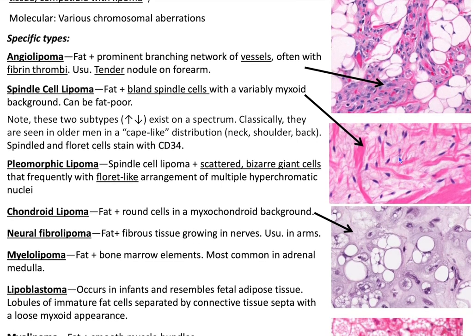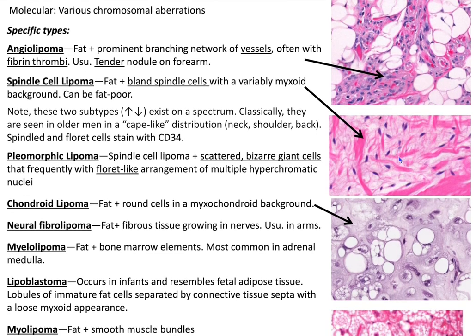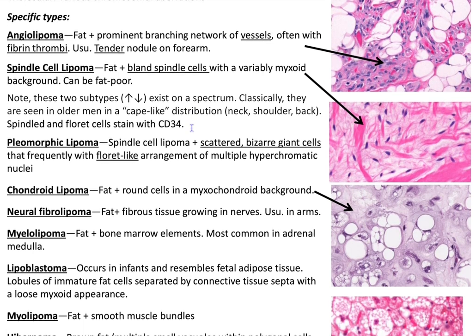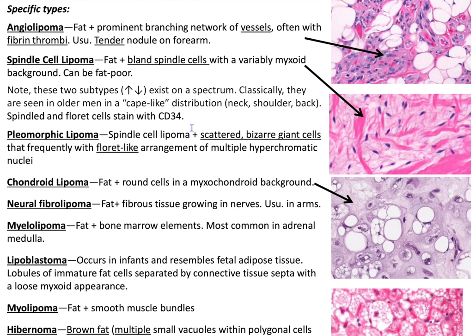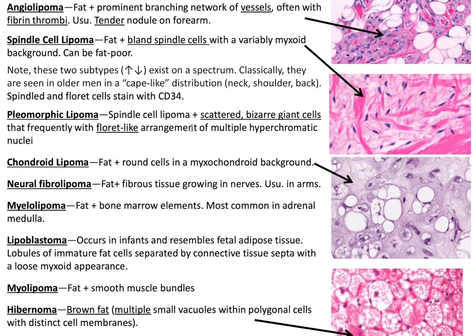Spindle cell lipoma, you have adipocytes and bland spindle cells with a variable myxoid background. You have this quote-unquote ropey collagen. It can be fat poor. So these arise usually in older men in a cape-like distribution, the neck, shoulder, back. You can see spindle and floret cells that stain with CD34. This is one of 3 soft tissue tumors that have retinoblastoma loss. This spindle cell lipoma, cellular angiofibroma, and myofibroblastoma, particularly in the breast.